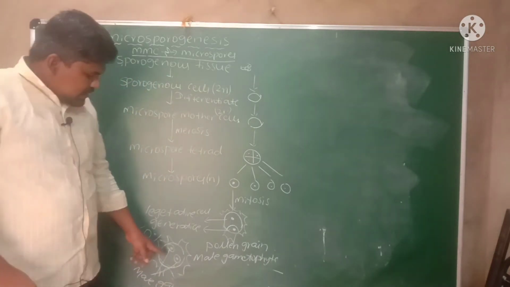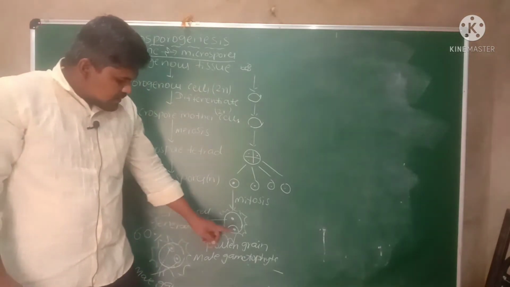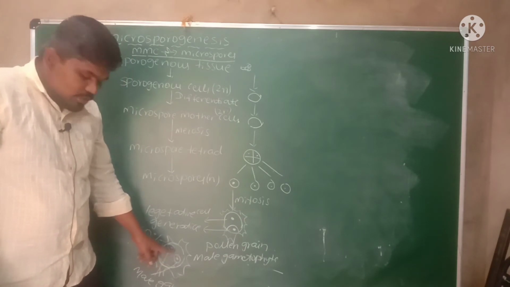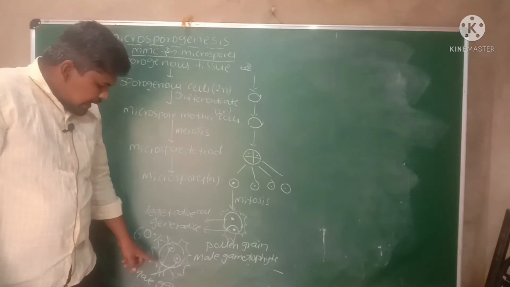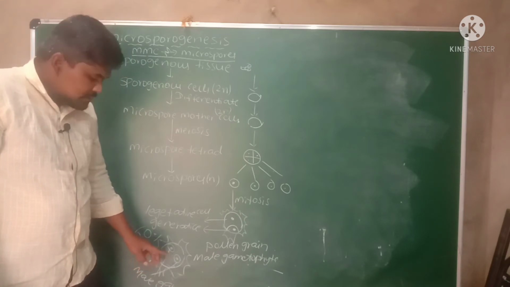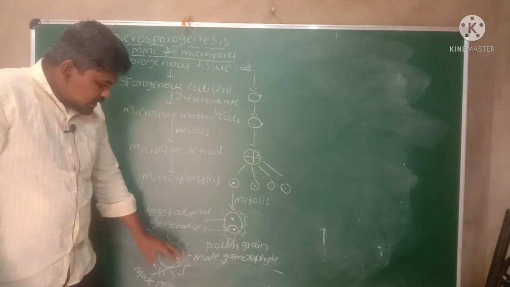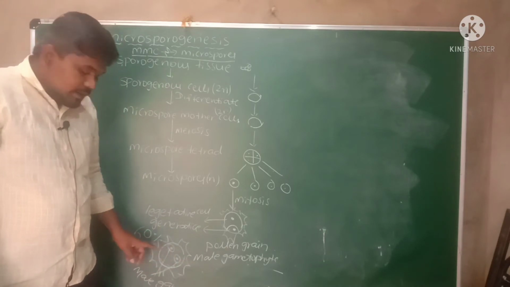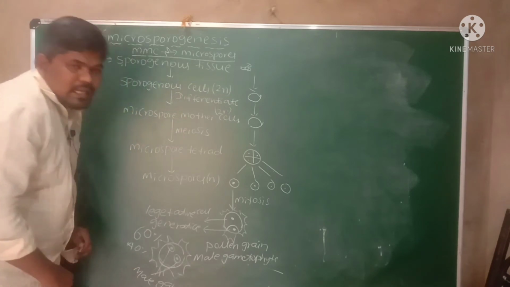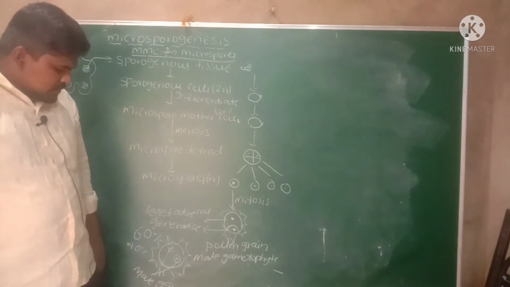If you see this pollen grain, after the division of the generative cell, there is a formation of two male gametes. Apart from the two male gametes, there is a vegetative cell also. Hence, here the pollen grain contains 3 cells. The remaining 40% of plants release pollen grain at the 3 cell stage.